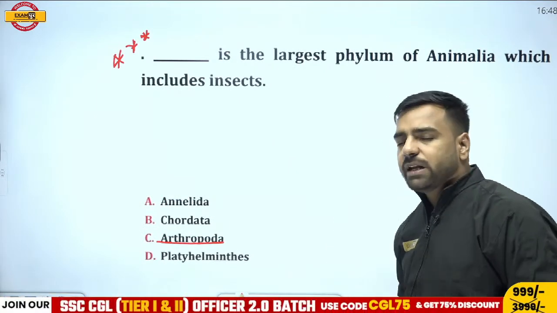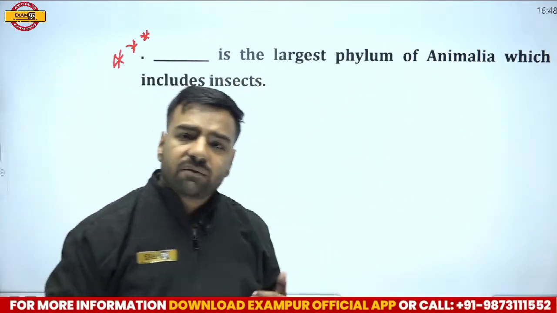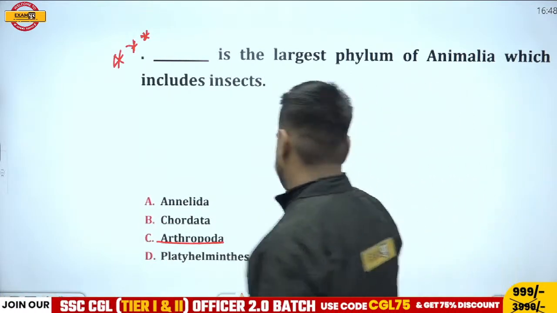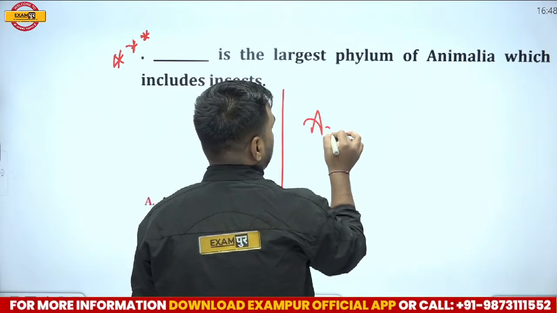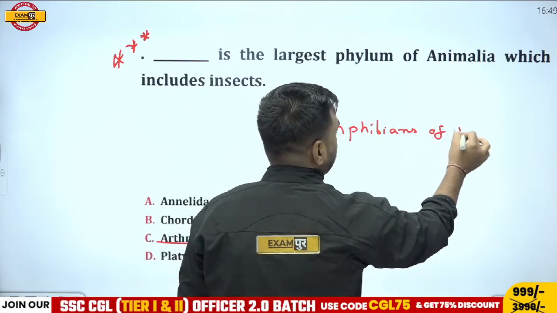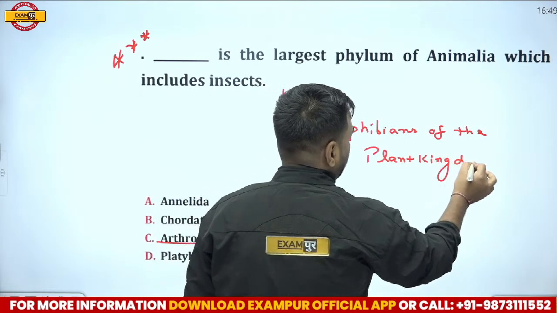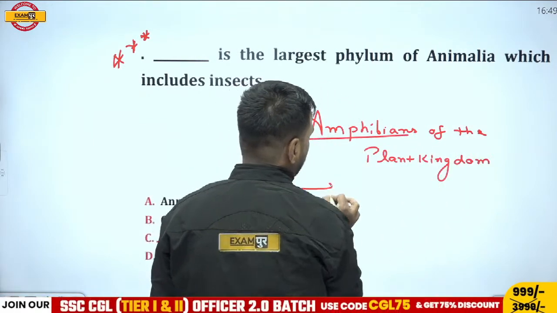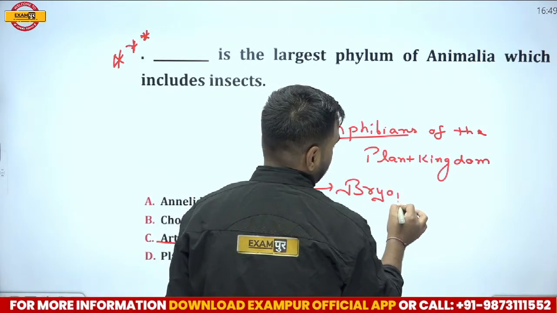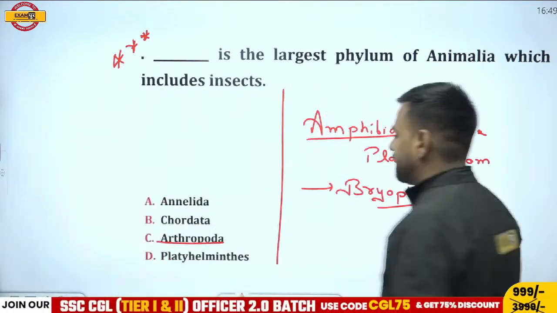And yes, please remember, amphibians are the ones which can live in water and also on land. And if I talk about some of the plants which live in water and also on land, we have amphibians of the plant kingdom. So if I talk about the amphibians of the plant kingdom, this means they require water and land both. So what are they known as? That is bryophytes. Bryophytes is going to be the correct answer over here. Okay, so here Arthropoda was the correct answer.